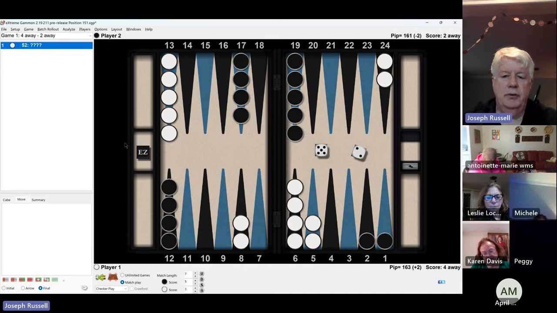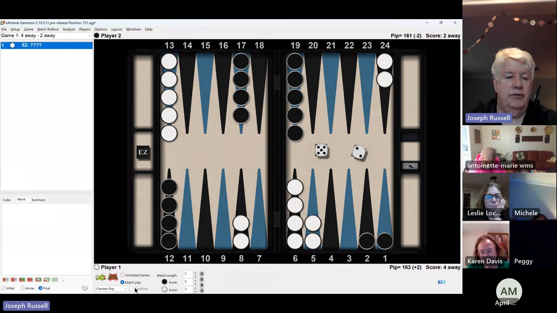Let me ask each person what they think the proper cube action with white on shake here is. Double. At 4-away, 2-away, you double aggressively. As soon as you make an inner board point, you double. Well, that's not necessarily true, but certainly when you make a 5 or 4 point, Joe. Mostly, in advance. Yeah. You can even make the 3 point, but I can't tell you how many people do not double this.